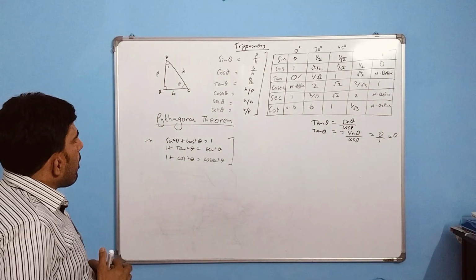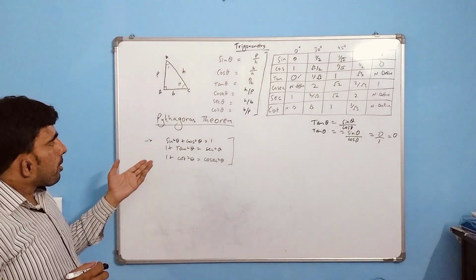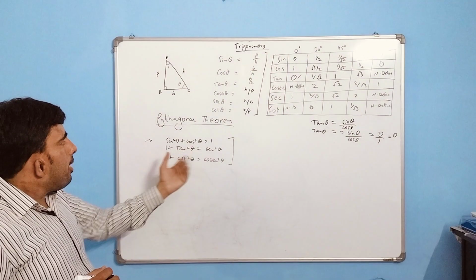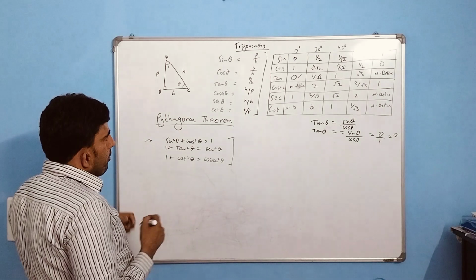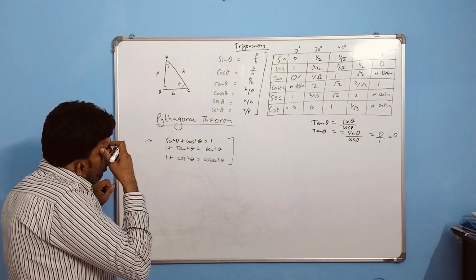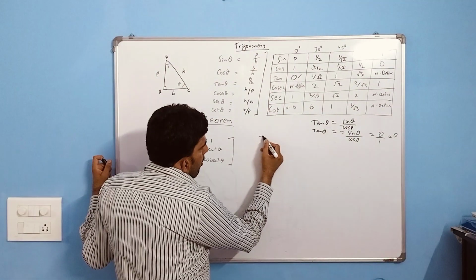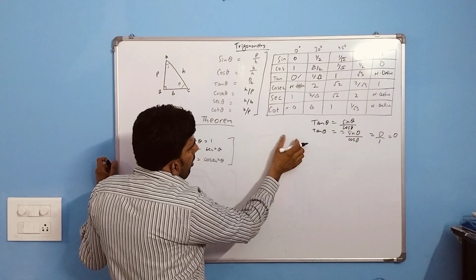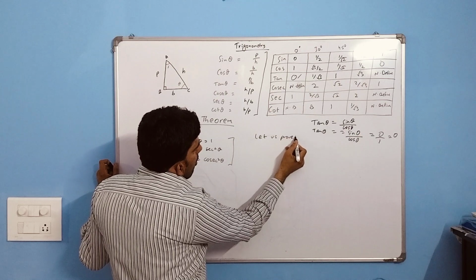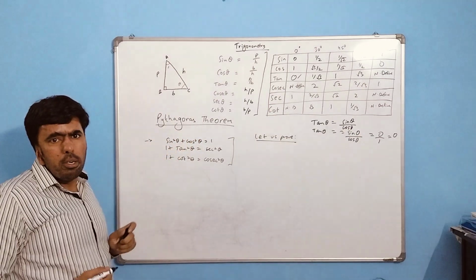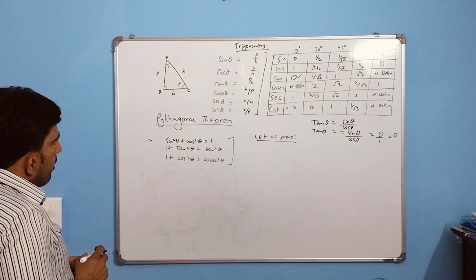Okay. So what they have given is a very simple way. Sin square theta plus cos square theta is equal to 1. 1 plus tan square theta is equal to sec square theta. 1 plus cot square theta is equal to cosec square theta. Now, sin square theta plus cos square theta is equal to 1. So how will we prove it? Let us prove this. We'll see how we'll be able to solve it.